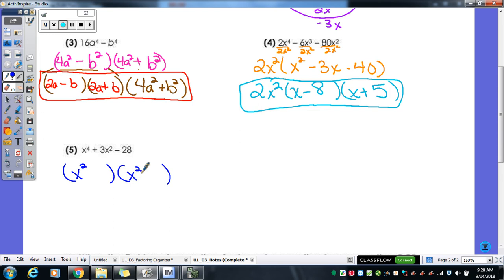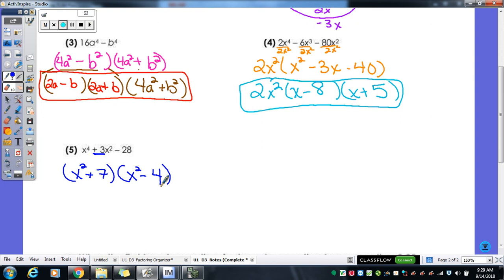What will our signs be, same or different? Different. And we're looking for what multiplies to give us 28. 4 and 7. Which one should be our positive? 7, because that's positive. Bigger number should be positive there. Again, that only works when your first term is a 1.